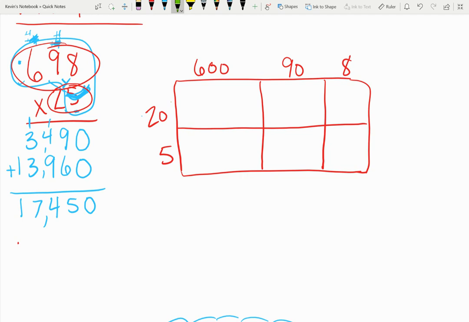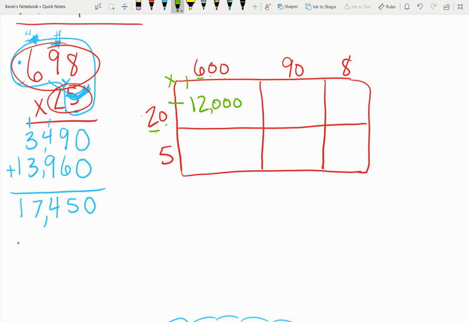So you're basically looking at 20 times 600. Remember your basic fact with these two factors, the basic fact is 2 times 6. So you're just multiplying 2 times 6 is 12. And then just add your 3 zeros on the end. You get 12,000.